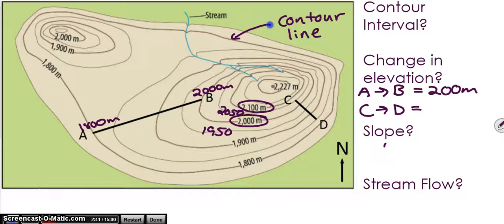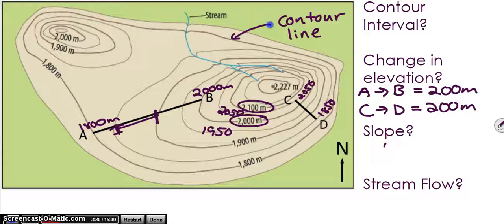If we look at the same situation from C to D, we go from 1850 to 2050. It is the same change in elevation of 200 meters, but notice there's a different spacing in the lines. Now, the slope is something that tells us a little bit about how steep a hill or an area is. If we look from A to B, the lines are pretty spaced out. But if we look from C to D, they're very close together comparatively. So A to B would be a rather shallow slope, and C to D would be pretty steep.